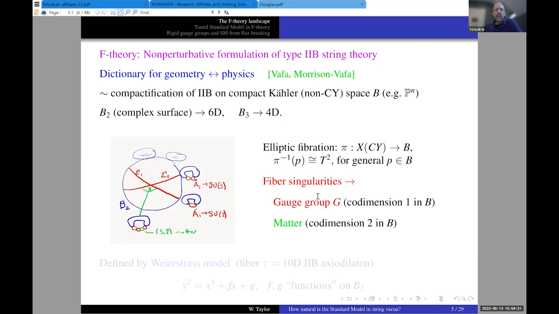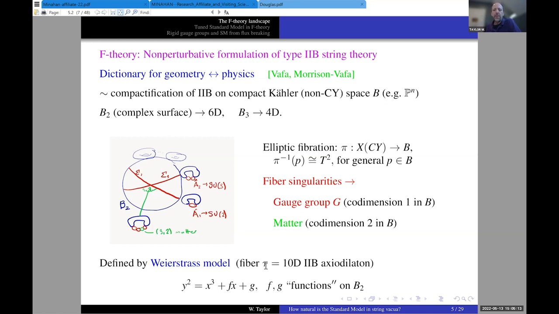And the axiodilaton of type 2B string theory then encodes a fiber, which can be interpreted as a kind of auxiliary elliptic curve for each point in the compact space B. And so we have a Weierstrass model, y squared equals x cubed plus fx plus g, which is a simple way of formulating an equation for an elliptic curve. But in this case, f and g are functions, or more technically, sections of line bundles over the base, either B2 or B3, that encode an auxiliary geometry, an elliptic fiber over each point.